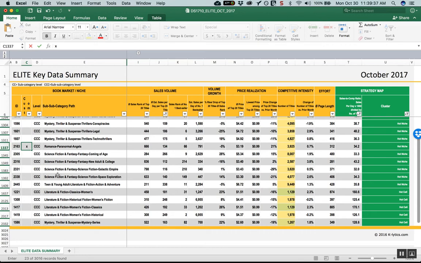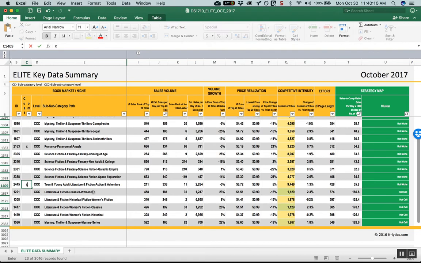So look at what we have here. We have got a whole bunch of science fiction. We got science fiction, fantasy, coming of age. Think Ender's Game, Ready Player One, those types. And those also cross over into lit RPG a little bit. Then we've got science fiction, fantasy, new adult, and college. We've got science fiction, fantasy, science fiction, Galactic Empire, space exploration, and then action and adventure. I like action and adventure.